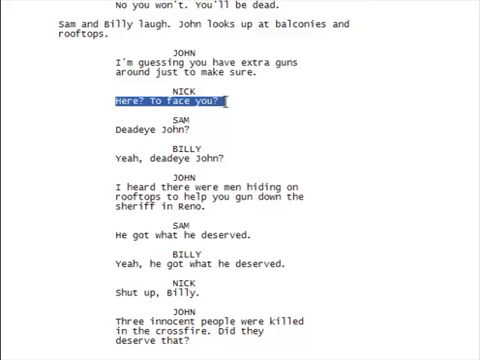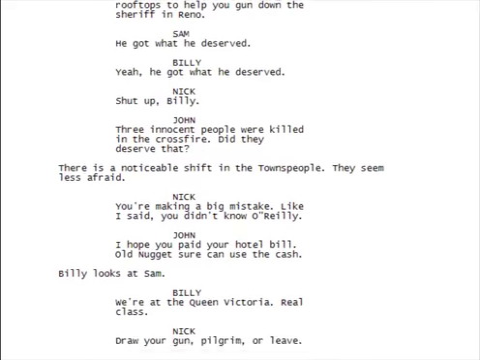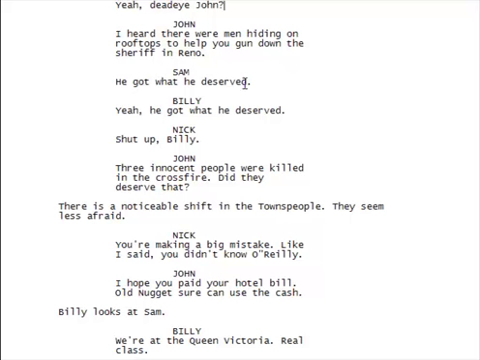When John says, I heard you had men hiding on the rooftops to gun down the sheriff. Sam: Yeah, he got what he deserved. Billy: Yeah, he got what he deserved.